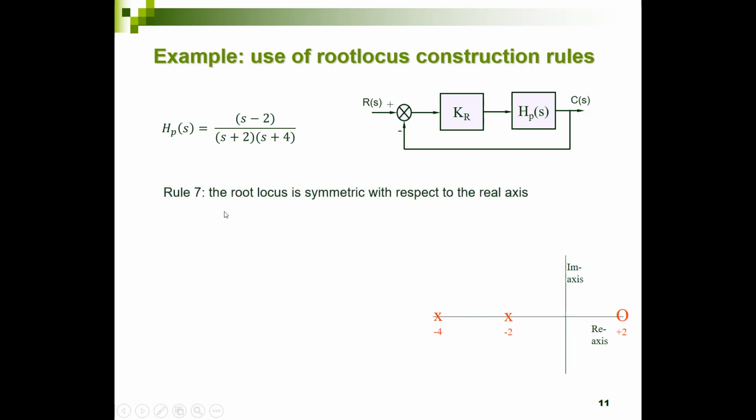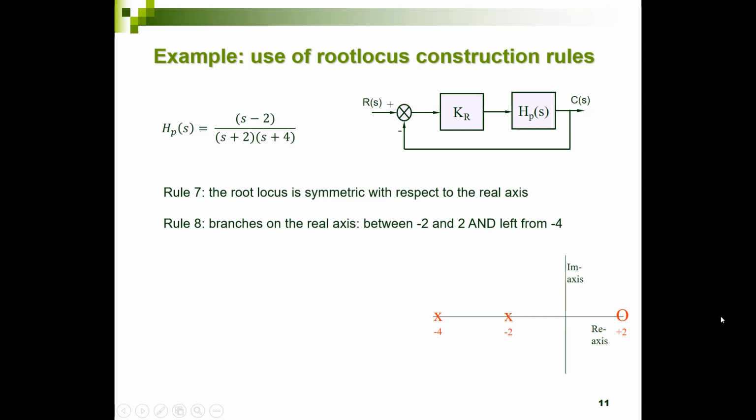Rule number 7 says that the root locus is symmetric with respect to the real axis. And rule number 8 is an important one. It defines which parts of the real axis belong to the root locus. Well, it says that when we travel on the real axis from right to left, we add all the poles and zeros which we see on these points of the real axis. And when the total number of zeros and poles is odd, then that part of the real axis belongs to the root locus. So let's do it.